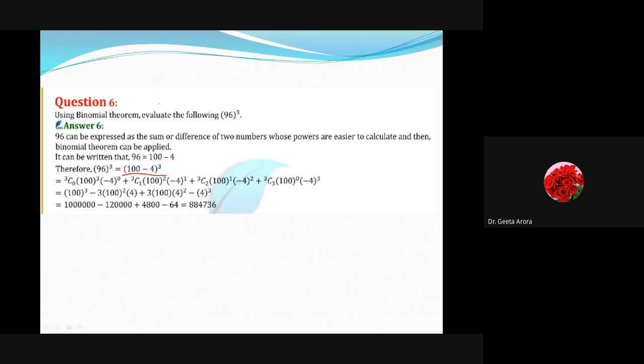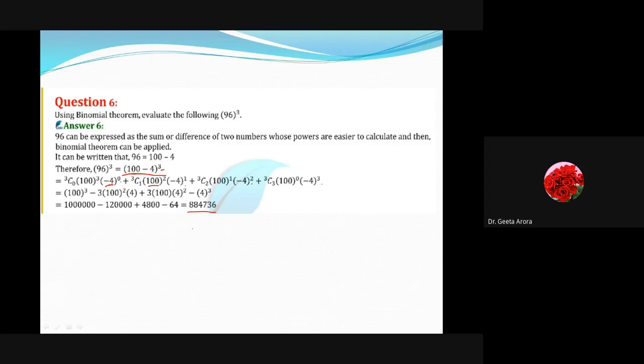x minus y raised to power 3. So the formula is nC0, where n is 3. So 3C0, this x raised to power 3 into minus 4 raised to power 0 plus 3C1. The power of 100 is going to decrease from 3 to 1 and finally 0. And the power of 4 is increasing, minus 4 is raised to power 0, 1, 2 and 3. So using the binomial theorem, we can simplify it, and hence we can find out the value.